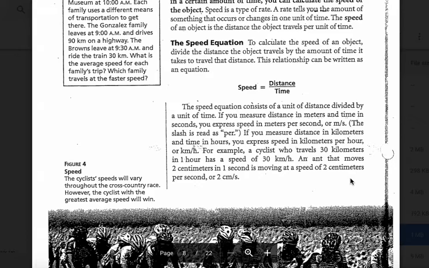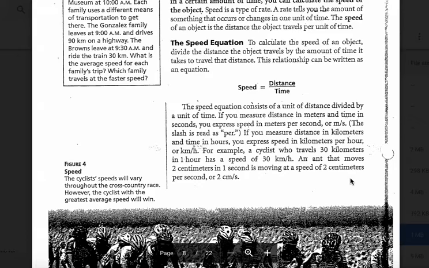To calculate the speed of an object, divide the distance the object travels by the amount of time it takes to travel that distance. This relationship can be written as an equation. Speed equals distance divided by time. The speed equation consists of a unit of distance divided by a unit of time. If you measure distance in meters and time in seconds, then you express speed in meters per second, or m/s.